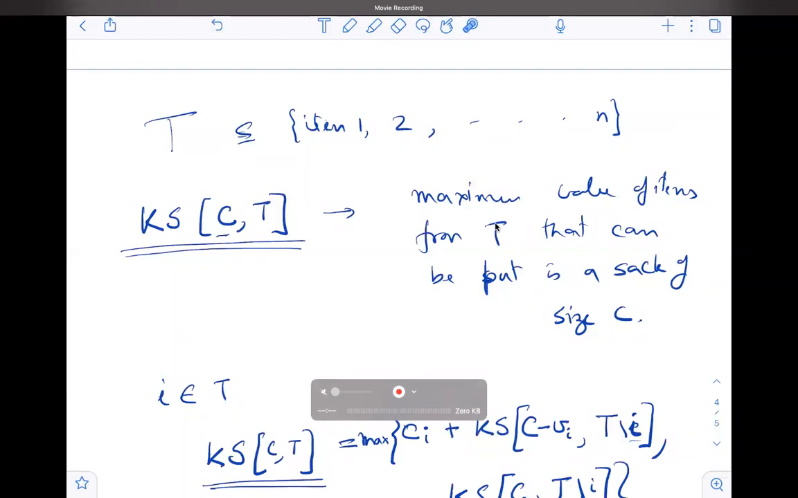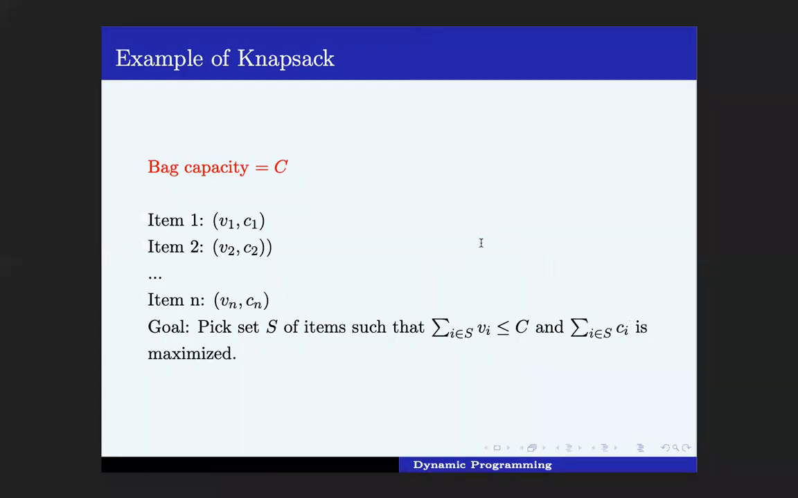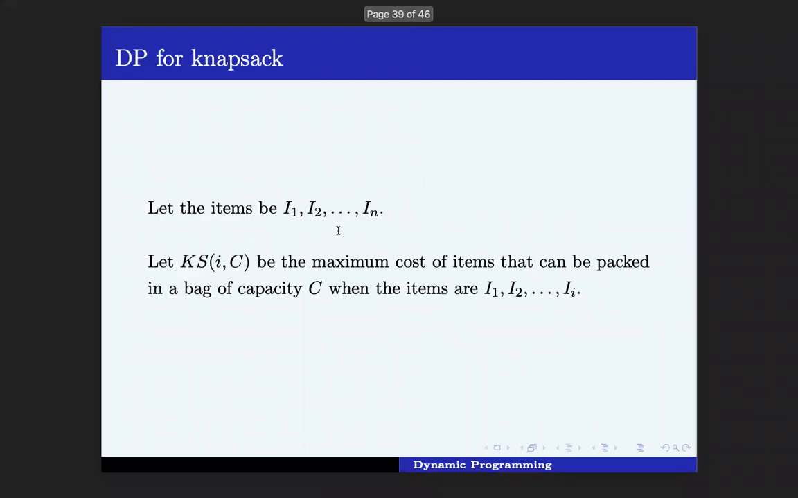Then what happens? Let's see this way. Let's first sort the items as I1 to IN. Now K(I, C) is the maximum cost of items that can be packed in capacity C, but the items are just 1 to I, not any arbitrary subset. Sir, we sorted the items in some random order, right? Order doesn't matter.